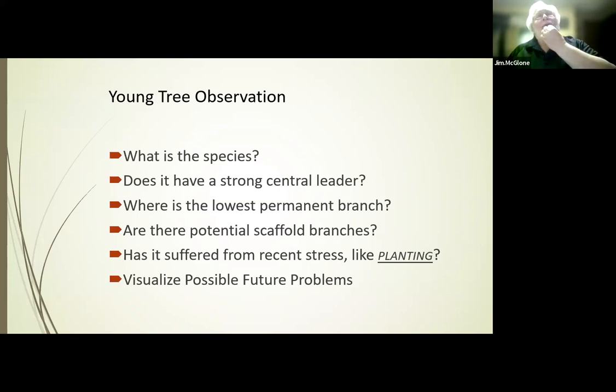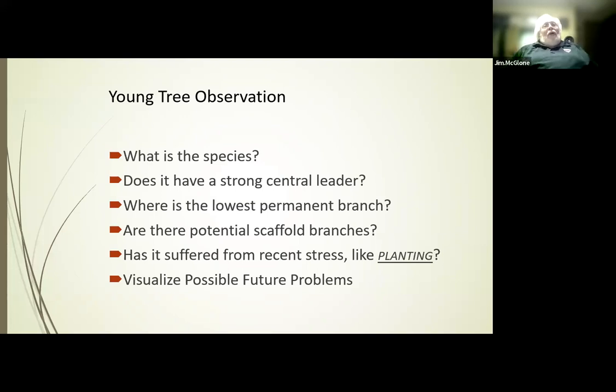The other thing you need to figure out is where the lowest permanent branch is. So this gets to the earlier question about pruning around schools, so there's room for the kids to run under the trees and there's room for the adults to walk under the trees. And that's going to pretty much determine where your lowest permanent branches are. Then you want to be looking for potential scaffold branches. And this relates to that lowest permanent branch. So in a lot of cases, especially if it's a very young tree, you may be looking at a tree that doesn't have any permanent branches on it yet. And all of those branches are going to be removed.